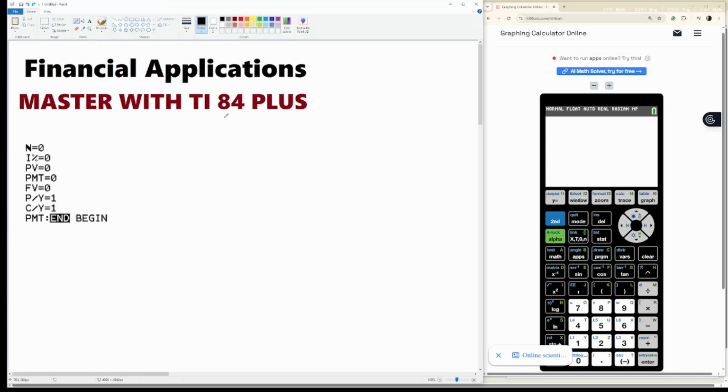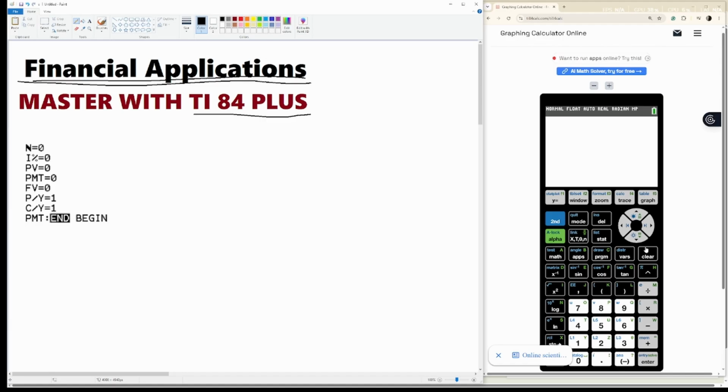In this lesson, we're going to talk about financial applications, and if you have a TI-84 Plus, there is no reason why you should lose any points in your Paper 1 exams in financial applications. Essentially, to top it all off, financial applications is simply compound interest. And if you have the TI-84 calculator, it's actually made very simple.